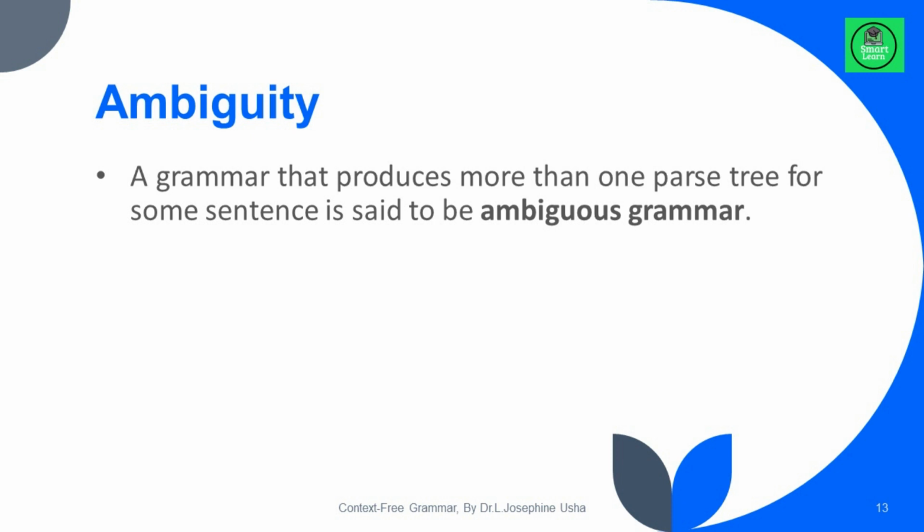A grammar that produces more than one parse tree for some sentence is said to be an ambiguous grammar. Suppose we have a grammar. If the grammar has more than one leftmost derivation, or more than one rightmost derivation, or more than one parse tree for a particular sentence, we call that grammar an ambiguous grammar. We'll see one example in the next slide.